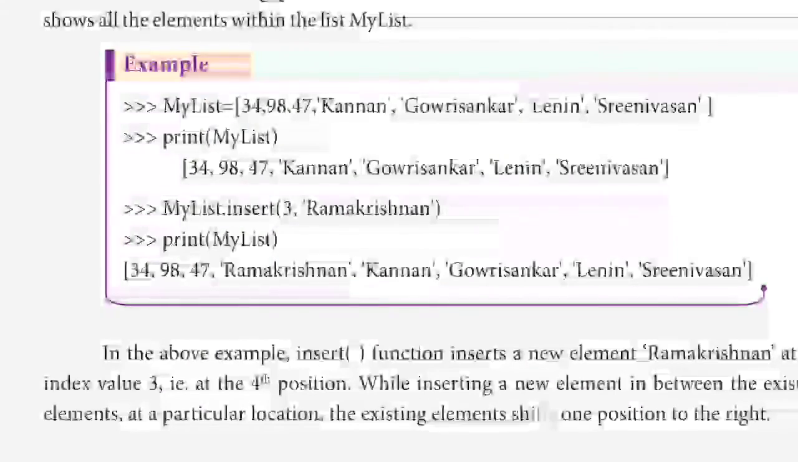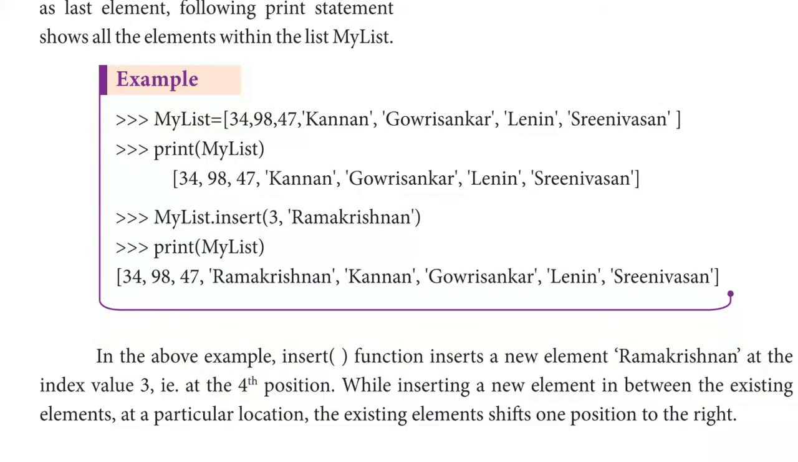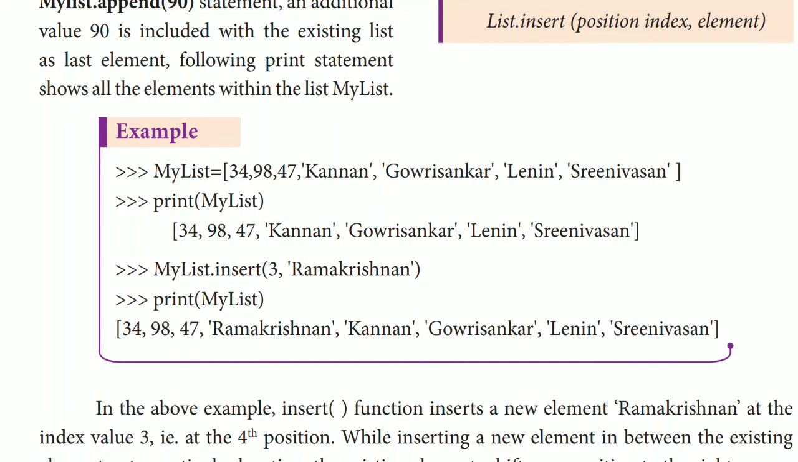Here they have given another example. My list is equal to 34, 98, 47, and a list of names: Kannan, Gauri Shankar, Lenin, and Srinivasan. My list is printing the values of all the elements. Then my_list.insert(3, Ramakrishna). So you can see that at position 3 it is adding Ramakrishna.